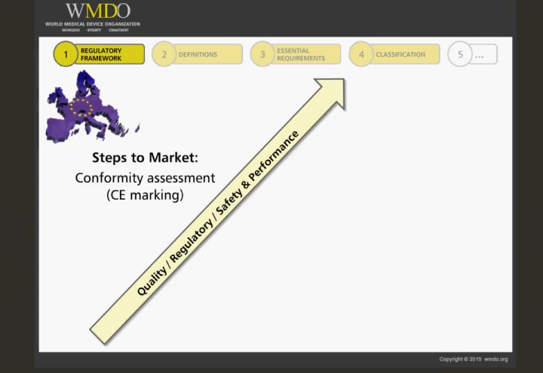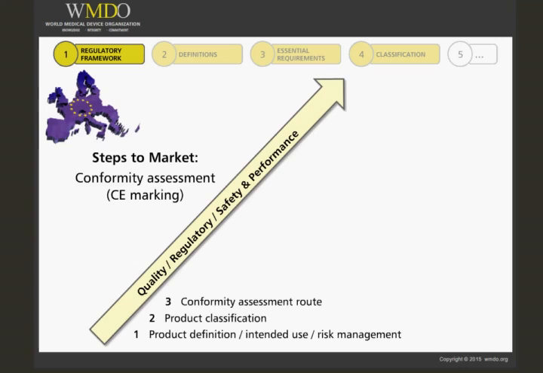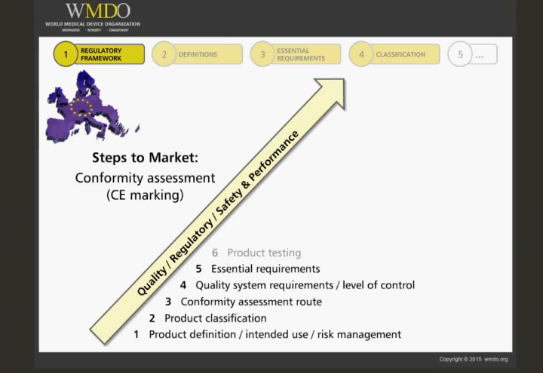The steps on the way to the market in Europe are product definition, intended use, and risk management. Classification of the product. Definition and choice of the conformity assessment route. Update or implementation of the quality system requirements into the legal manufacturer's quality system. Product development fulfilling the essential requirements. Product validation and verification, provision of evidence for fulfilling the essential requirements by product testing, if applicable.